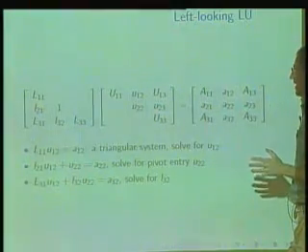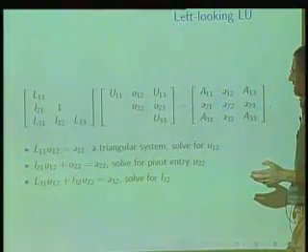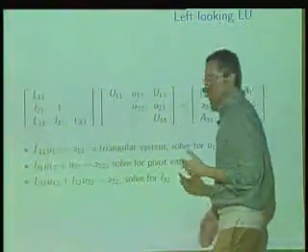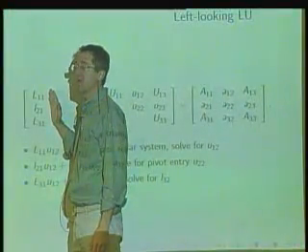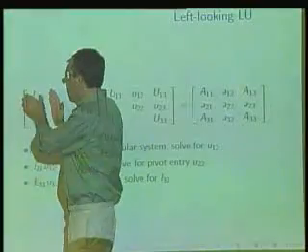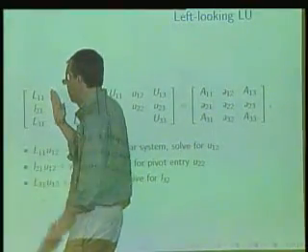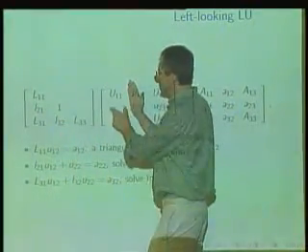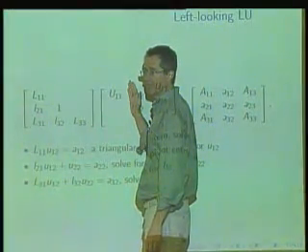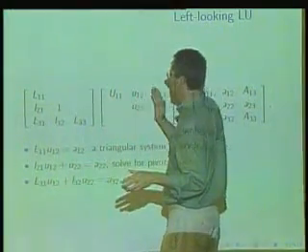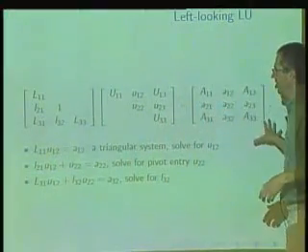Now let's suppose by induction that my inductive hypothesis will be I know what these first k minus 1 columns are of L. So let's suppose I know these three terms. And I know this term. I know the first k minus 1 columns of U. So that's the inductive hypothesis. And of course I know all of A.